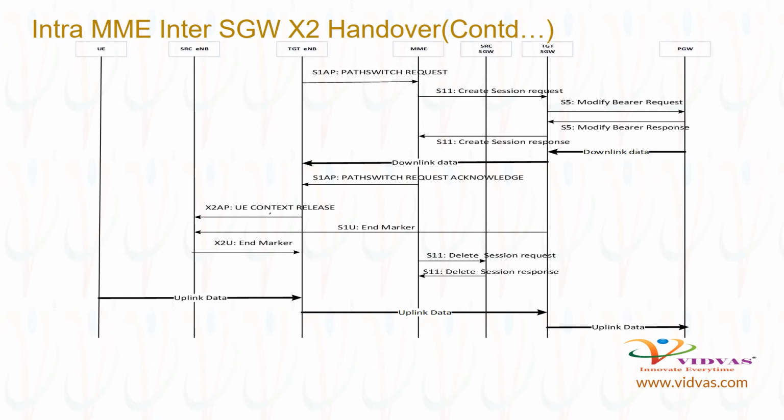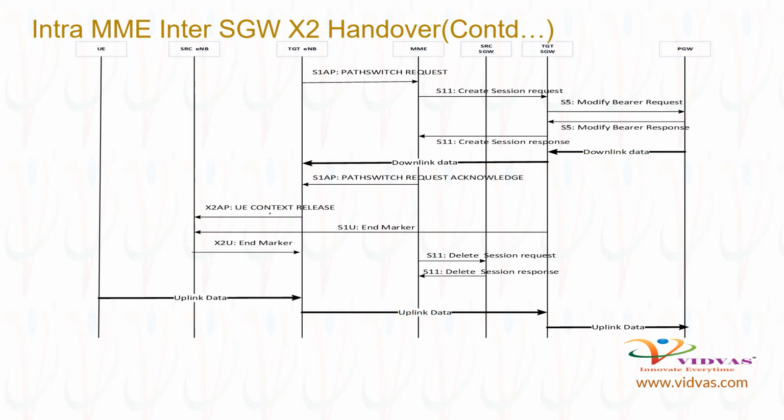Target SGW sends S5 modify bearer request to PGW, with target SGW FTE ID for downlink path. PGW sends S5 modify bearer response to target SGW. Target SGW sends S11 create session response to MME with target SGW FTE ID for uplink path. MME sends S1 AP path switch request acknowledge to target ENB. S1 AP path switch request acknowledge would have target SGW FTE ID for uplink path.